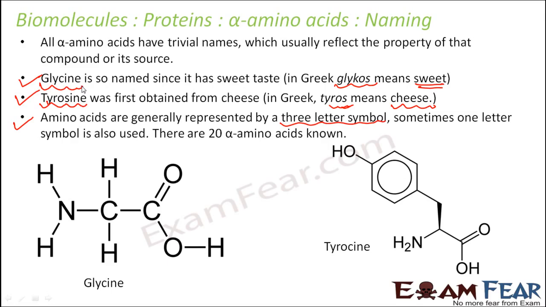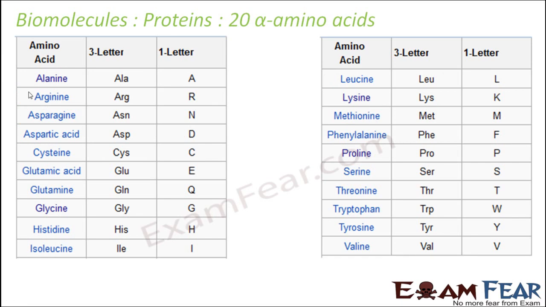So I'll show you the list of all 20 amino acids and their 3-letter symbol as well as their 1-letter symbol. It is a convention, whichever you want to follow. If you want to use the 3-letter symbol, you can do that. If you want to follow the 1-letter symbol, you can do that as well. So let us look at the list of the 20 amino acids. Now these are the 20 alpha amino acids.